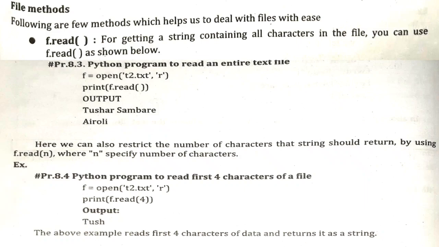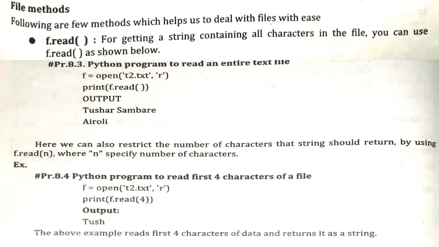Now next we have many file methods, and one by one we are going to learn them. The first method is f.read. If you want to read the content from the file, we can make use of read. Like write, which we have already used to add some text inside the file, similarly we have the read method to read the content of the file.